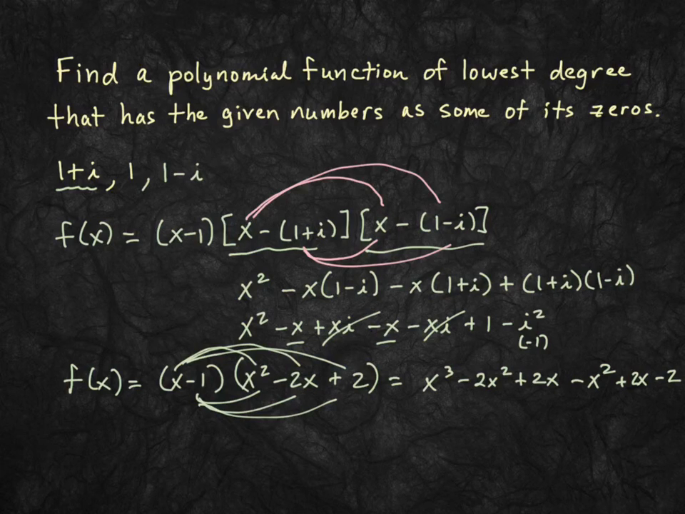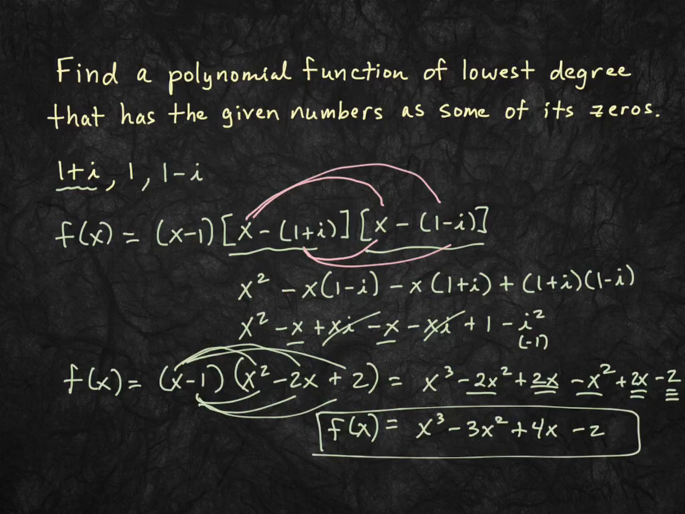And so we're going to end up with, let's see, we've got x cubed. We have a minus 2x squared and a minus 1x squared. That's minus 3x squared. We've got a 2x and another 2x, so that'll be plus 4x. And then don't forget this minus 2 here. And so this is the function having the lowest degree that has these 3 zeros. And that's it for this video.